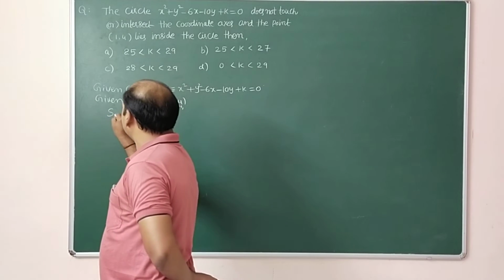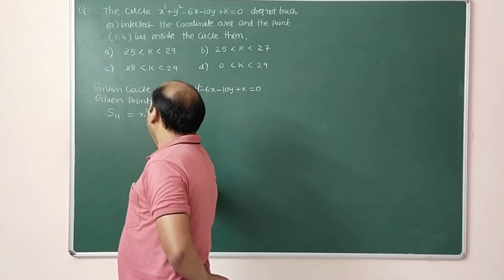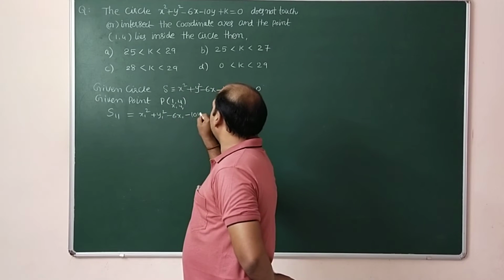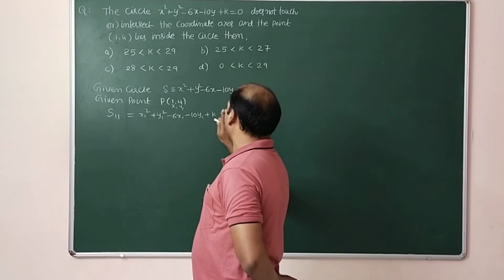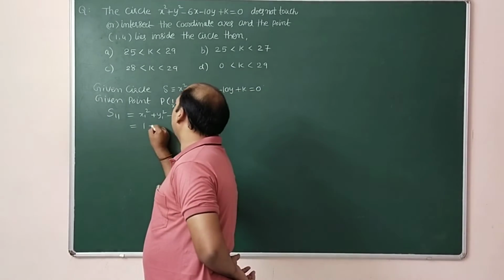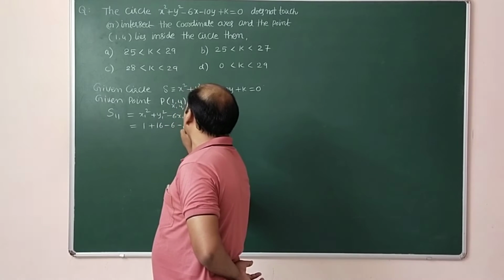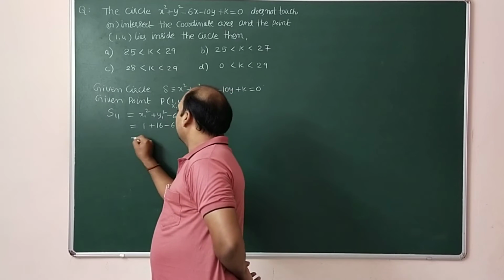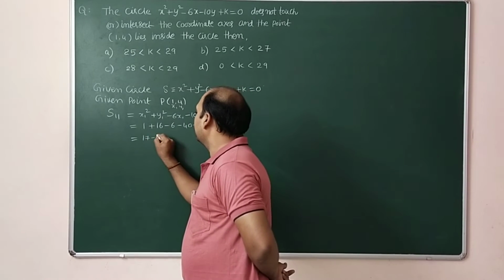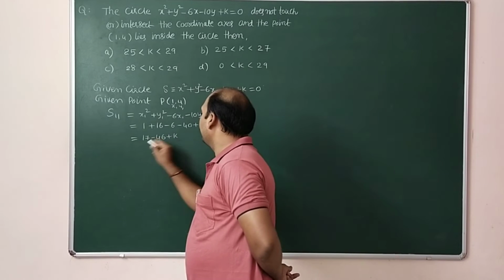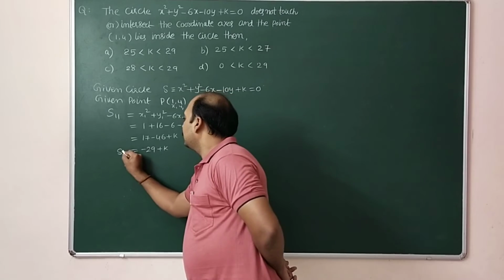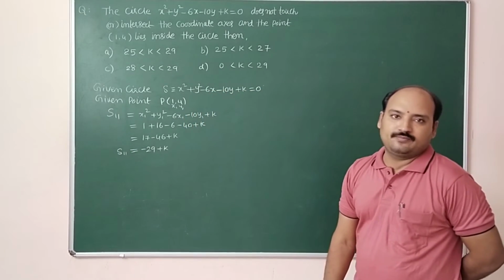Now calculate S11 to decide the point. S11 equal to x1 square plus y1 square minus 6x1 minus 10y1 plus k. So in place of x1, y1 substitute 1, 4. It will become 1 square plus 4 square minus 6 minus 40 plus k. So here it will become 17 minus 46 plus k, which is equal to minus 29 plus k. This is the value of S11.